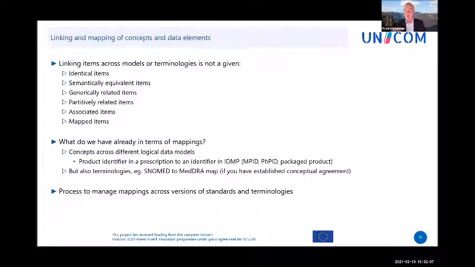It's not just the data element level, but also the terminologies that are related to the data types that can be mapped or can be linked, like the SNOMED to MedDRA map that's necessary to actually report back to the competent authorities in terms of MedDRA, even though you may have your records in your electronic health record system in SNOMED CT. Of course, before you map terminologies, you need to make sure that there is an actual conceptual agreement between the data elements that you're trying to use this map for, because otherwise it doesn't make sense.